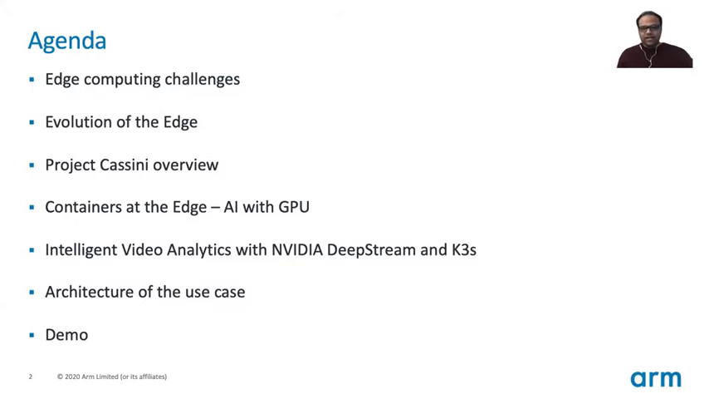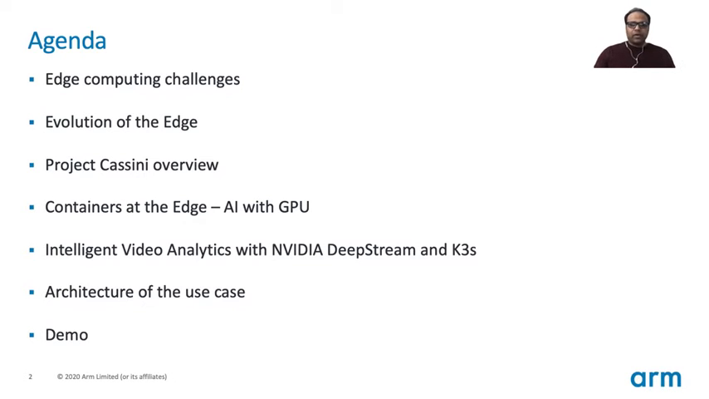So this is the agenda of our session. We are going to be talking about the challenges, a little bit of history on edge computing challenges. Then we'll move towards how the edge devices or the gateways have evolved over the years. We are also going to talk about Project Cassini, which is an open and collaborative, standard-based initiative from ARM to deliver a cloud-native software experience across a secure ARM edge ecosystem.